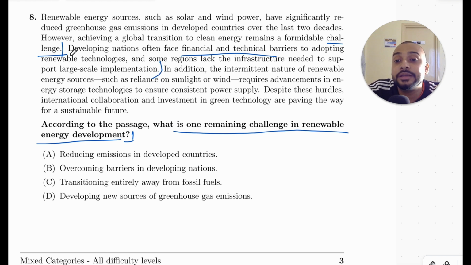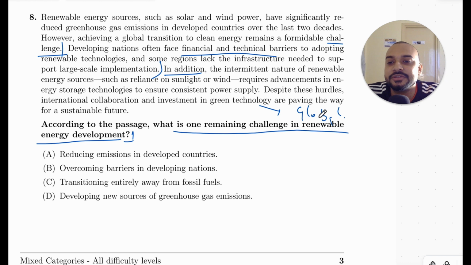So they're talking about developing nations facing challenges in the implementation of these renewable technologies due to financial and technical reasons. In addition, they're still talking about the challenge, the intermittent nature of renewable energy sources, such as reliance on sunlight or wind. So they're dependent on the presence of sunlight or wind. But this specific challenge is not specific to developing nations. It's a global challenge. The availability of sunlight or wind is not just restricted to the developing nations. It's needed everywhere. Okay. So we have these 2 points.